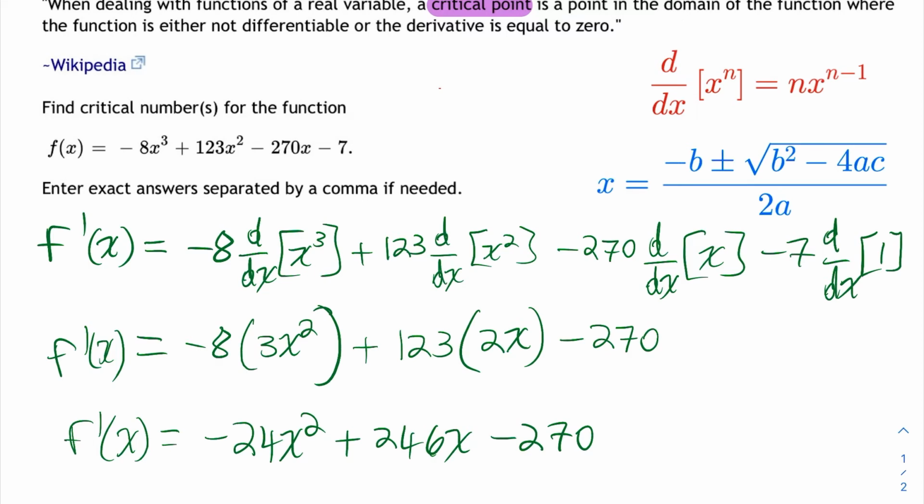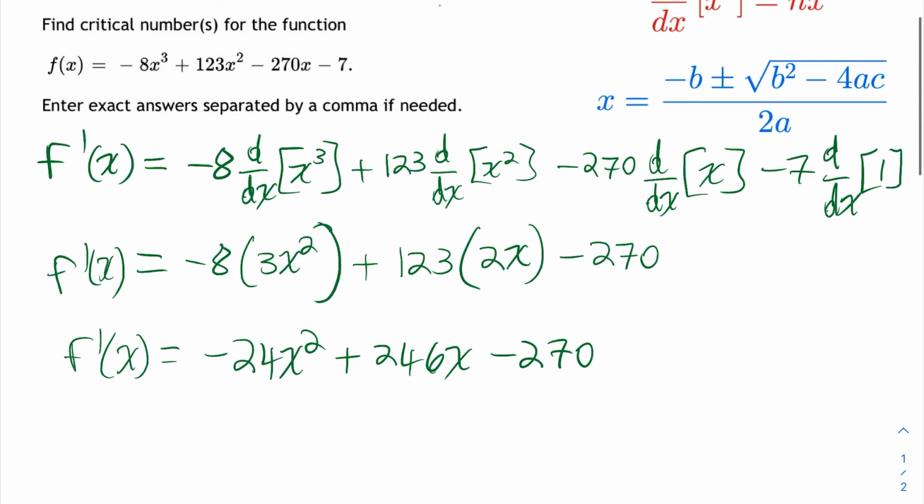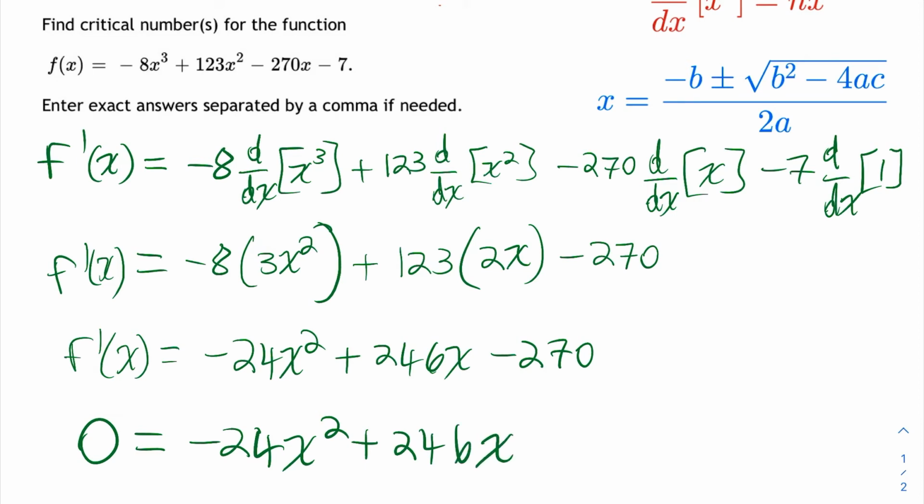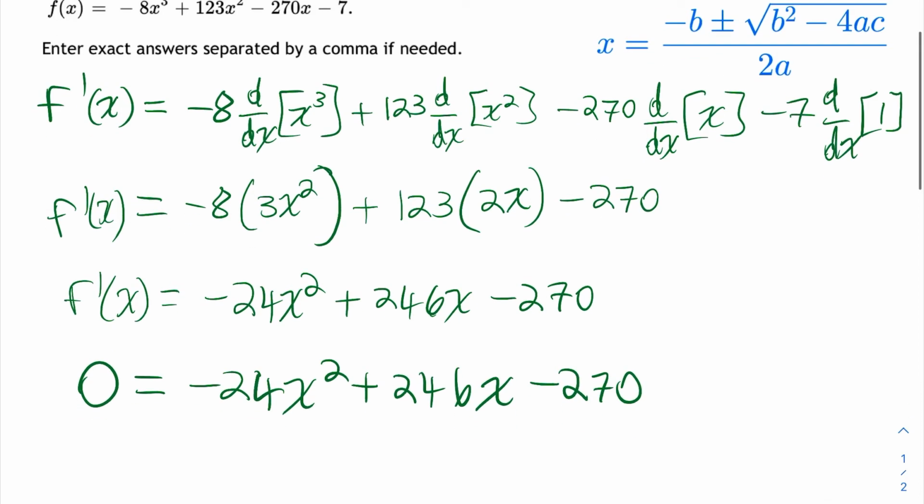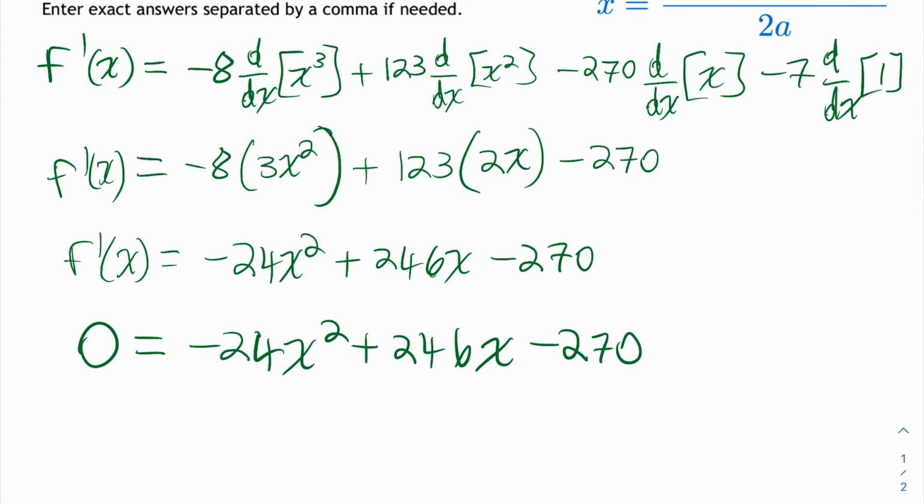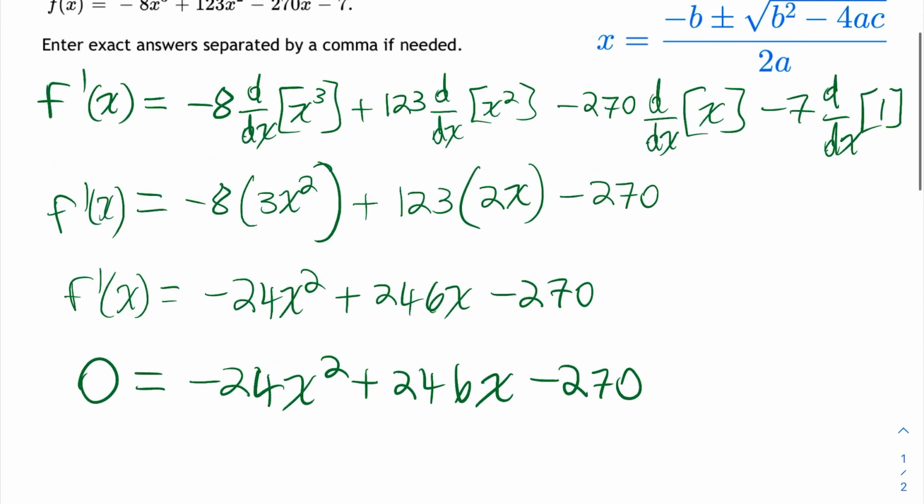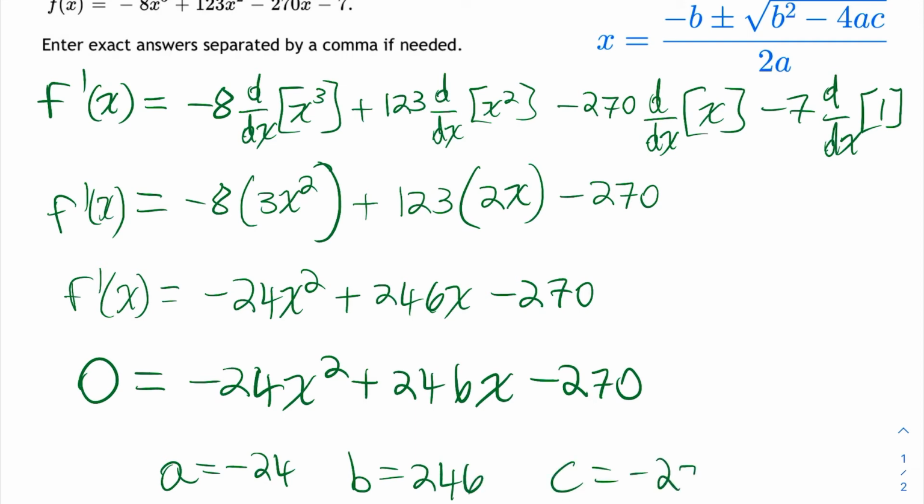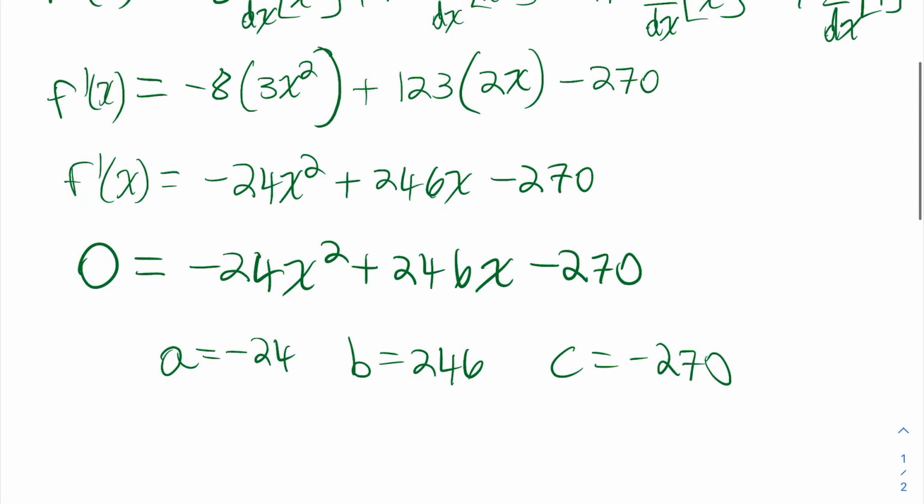So then the only other place I could have a critical point is where the derivative is equal to 0. So I just need to know where this derivative is equal to 0, and I need to solve this quadratic equation. The quadratic equation is already written in standard form. So I can solve it by factoring, but I'm just going to go for my old pal there in blue, the quadratic formula. I'm just going to plug in a is negative 24, b is 246, and c is negative 270, because I don't want to mess around and try to factor this.